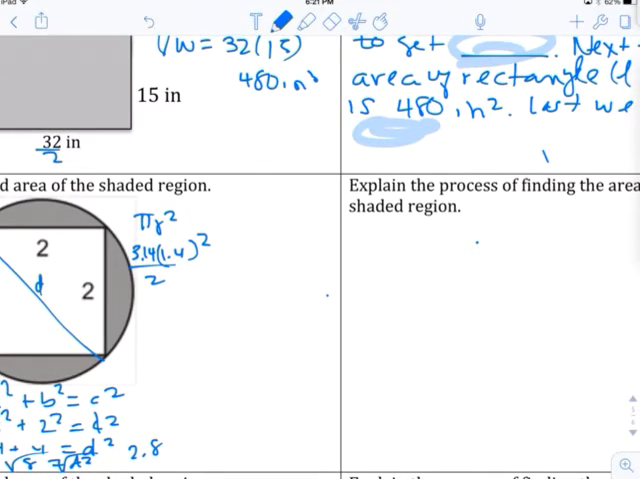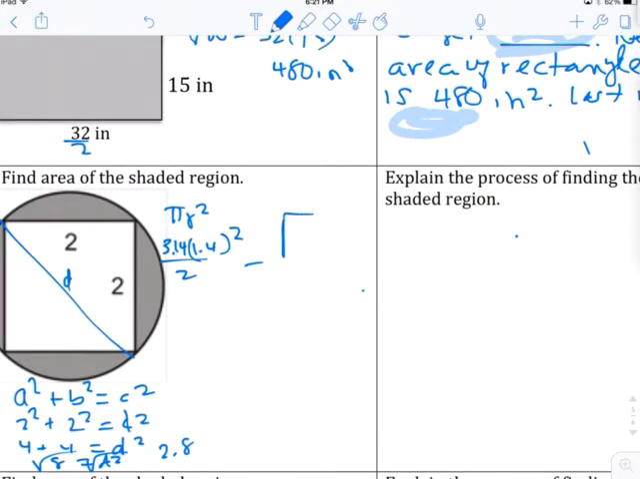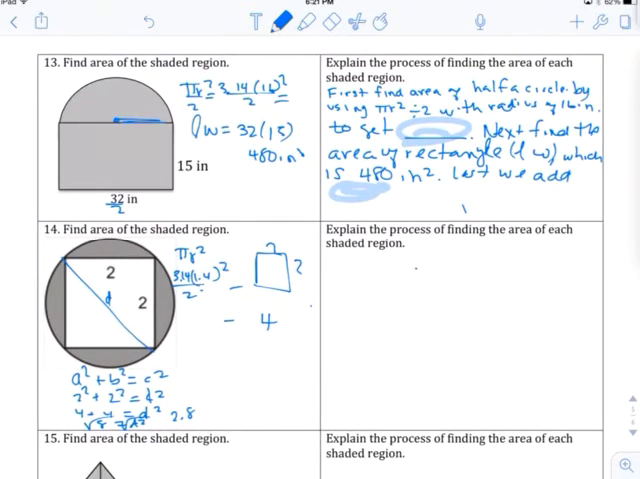Then you minus whatever your answer is. You minus the square. 2 times 2 is 4. Whatever this answer is, you minus the 4. And that's your total area of the shaded region.